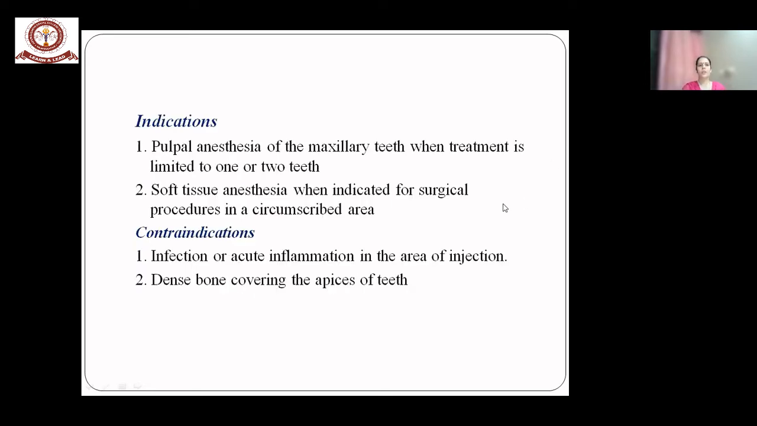So where is it indicated? It is usually indicated for pulpal anesthesia of the maxillary teeth, when the treatment is limited to one or two teeth, and also for soft tissue anesthesia when indicated for surgical procedures in a circumscribed area of the region. The contraindications are infection or acute inflammation in the area of injection, where you can go for a nerve block. And the second contraindication is dense bone covering the apices of the teeth.